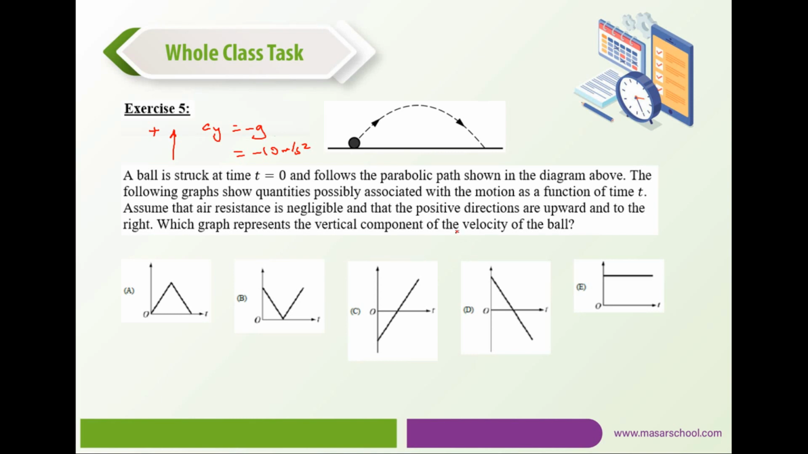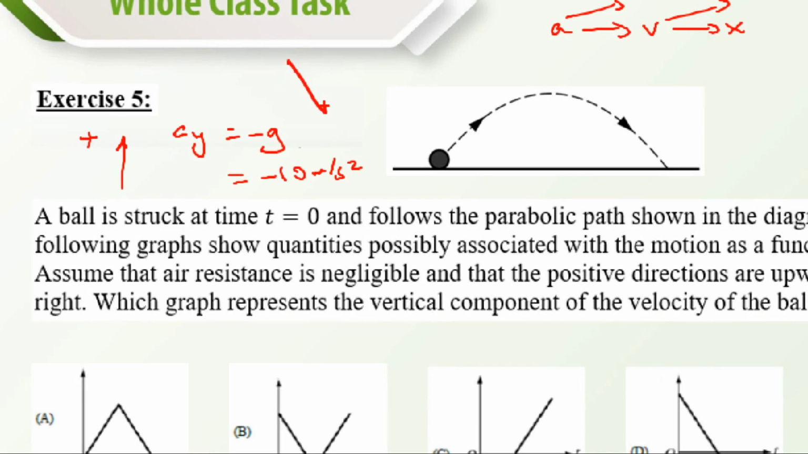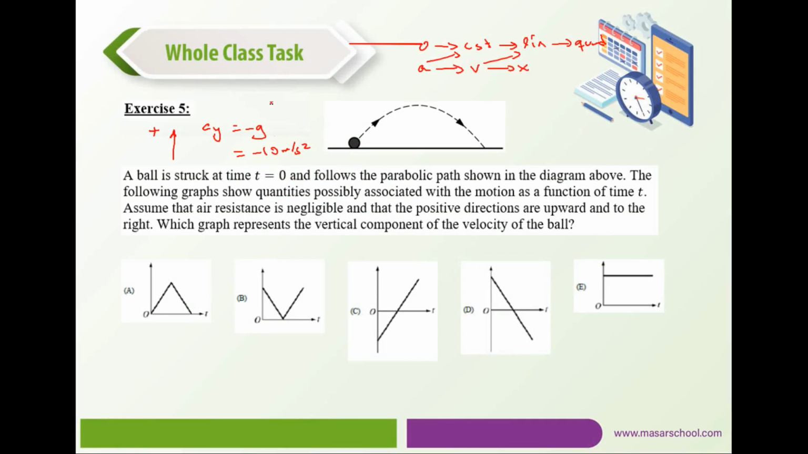So if you look at the order, which is 0 into constant into linear into quadratic into A, V into X. If A is constant, then V is linear, then the shape of the VT graph is gonna be either something like this or like that. This is negative, which means the velocity will decrease, then the shape of the curve is gonna be something like this, and the correct answer in this case is D.